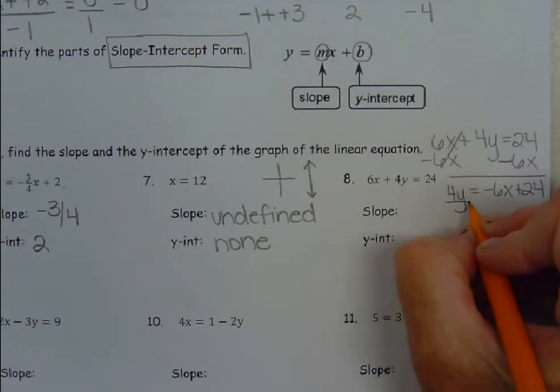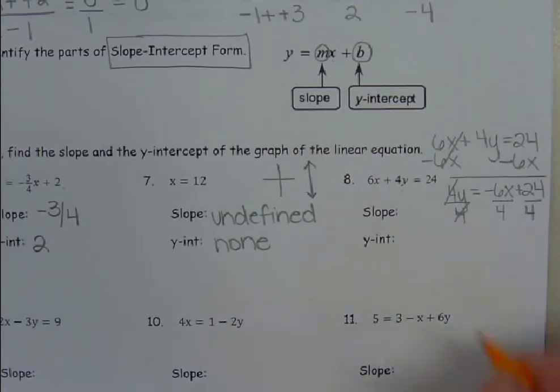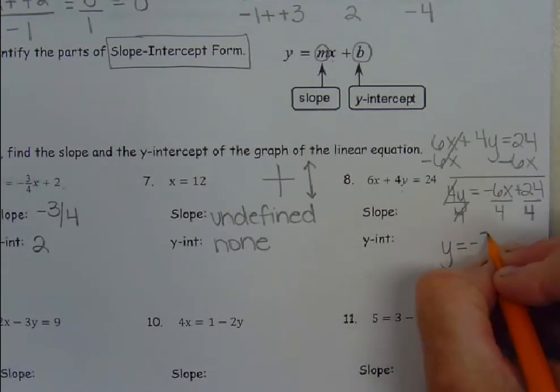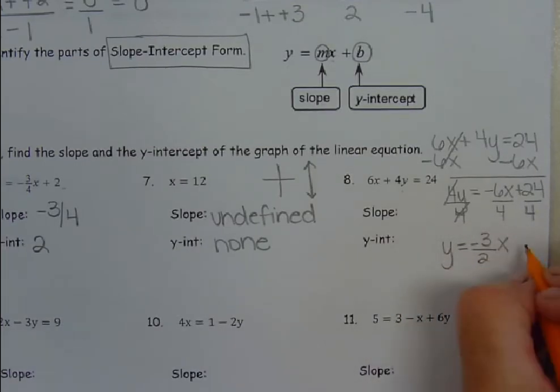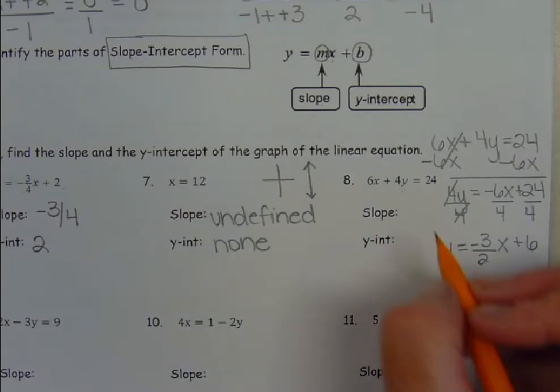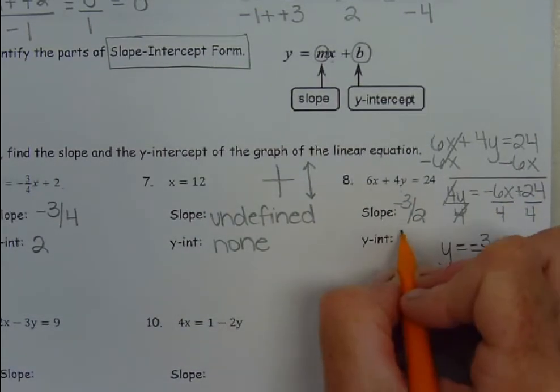And then I'm going to divide by 4. Once I do that, I have y equals negative 6 over 4, which can reduce to negative 3 over 2 x plus 6. Once it's in slope-intercept form, I can then get my slope as the number in front of the x, and my y-intercept.